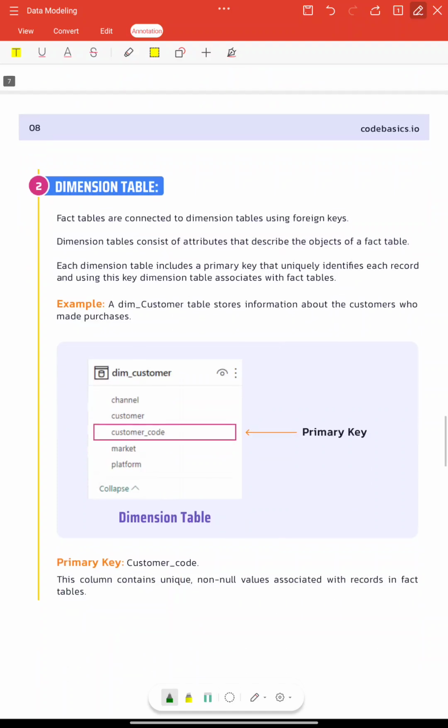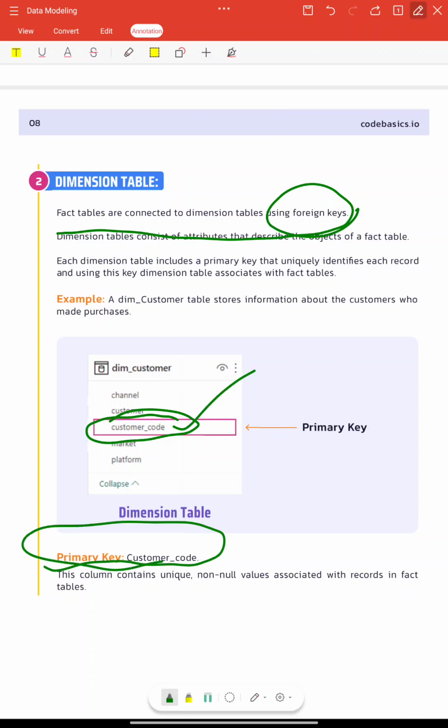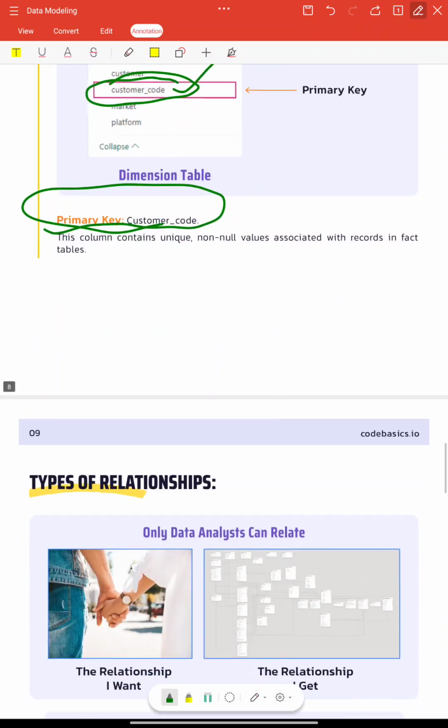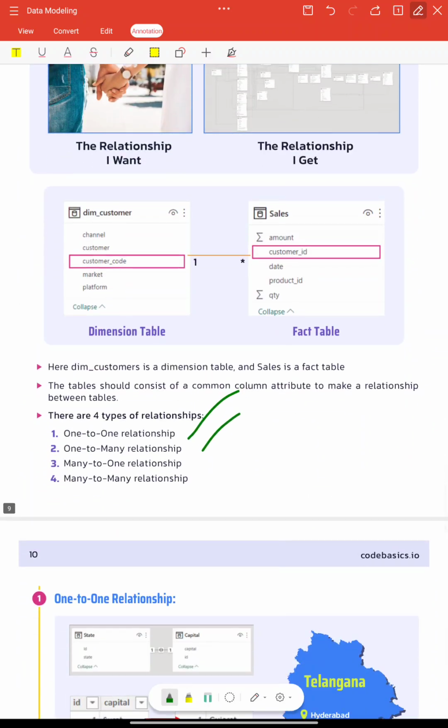Dimension tables are the tables which are connected to the fact tables using foreign keys, and they hold the detailed level of the data. The primary key is the customer code here. Types of relationship: we have one to one, one to many, many to one, and many to many.